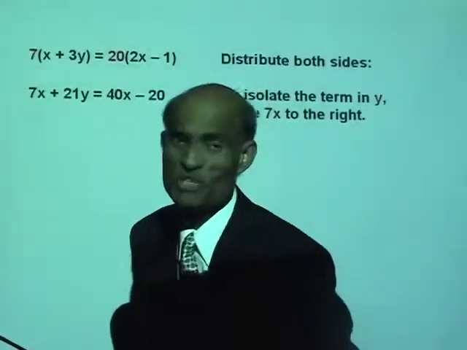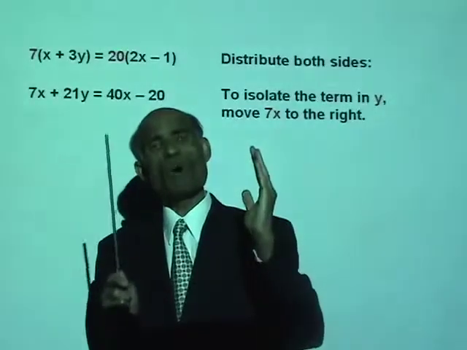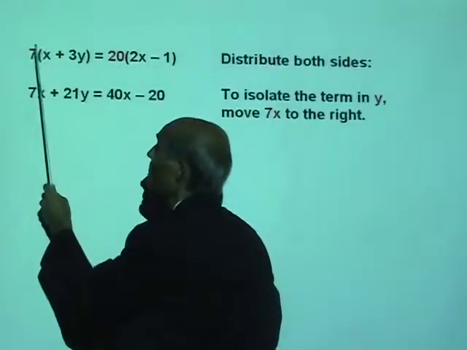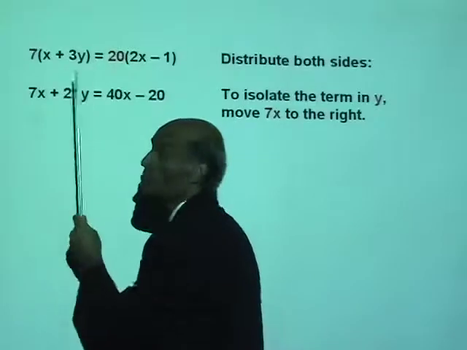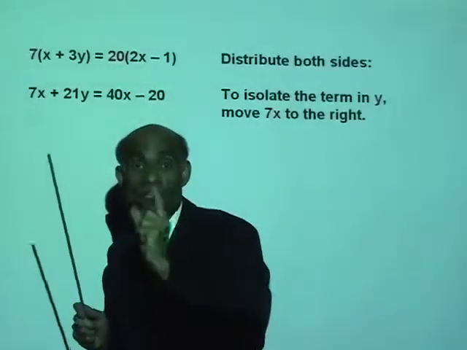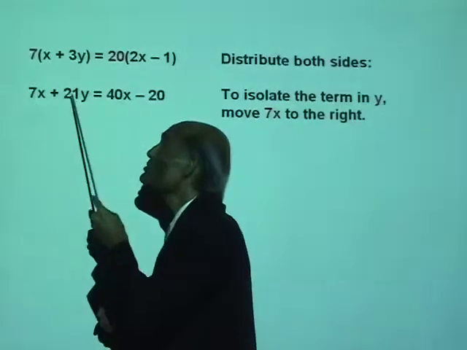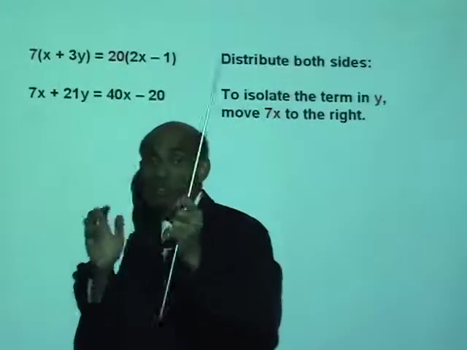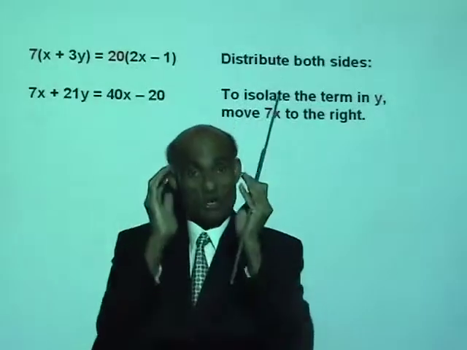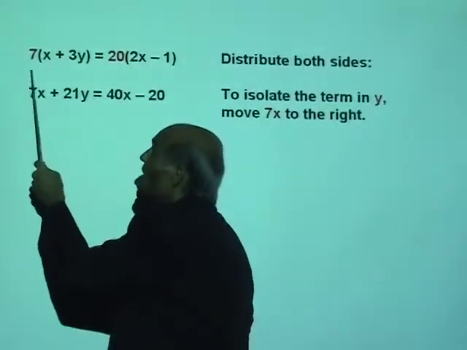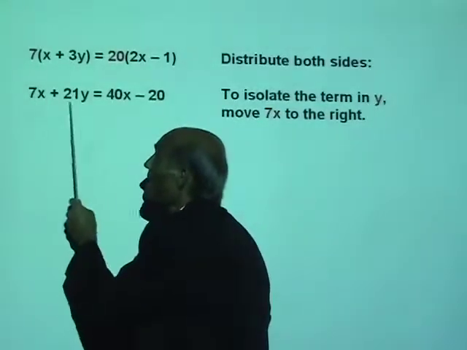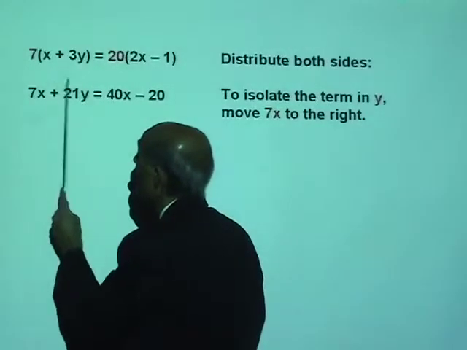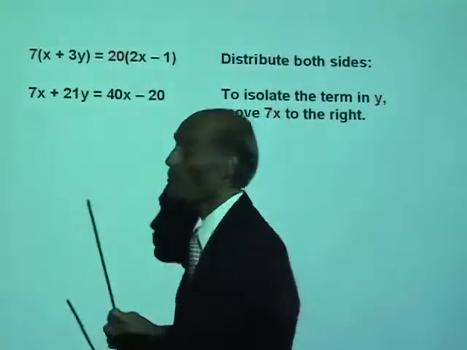Now I know you will say, until now we said that there is only one term on the left. Yes, you see here, if you watch, this is only one term. 7 times the quantity x plus 3y is one term. But when you distribute it, it becomes 2 terms. I hope you understand that difference. Before distributing, it is 7 times a quantity. It's a single term. After you distribute it, it becomes 7x plus 21y. They are 2 separate terms. So isolate the term containing y and move the 7x to the right. What does that become?